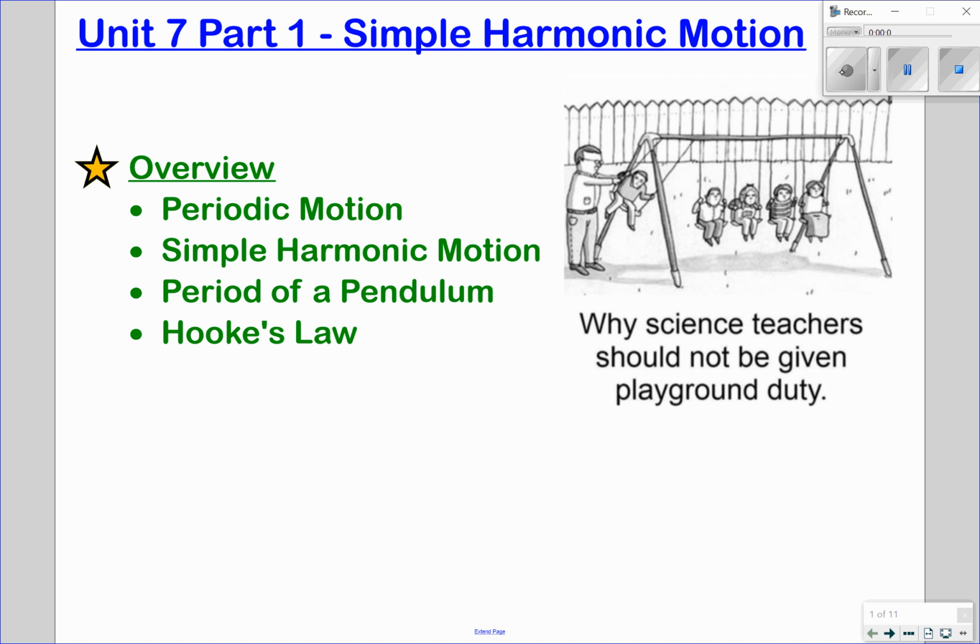Welcome to our first recorded lesson for physics. We're going to start with Unit 7. You should have completed the unit overview already with some vocab words and a couple of conceptual questions.